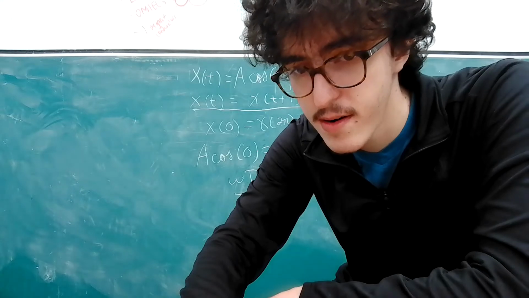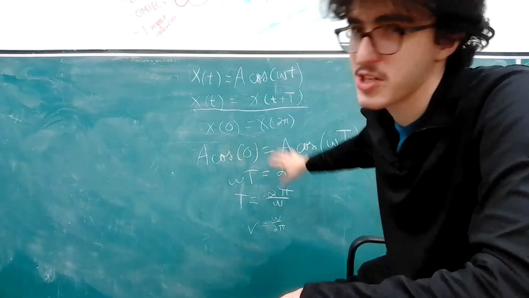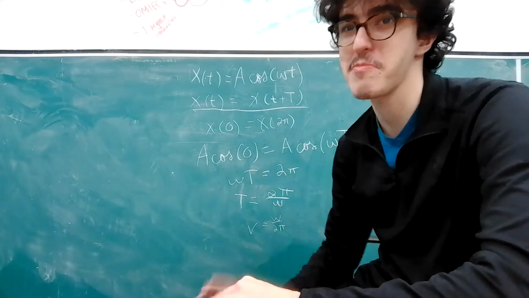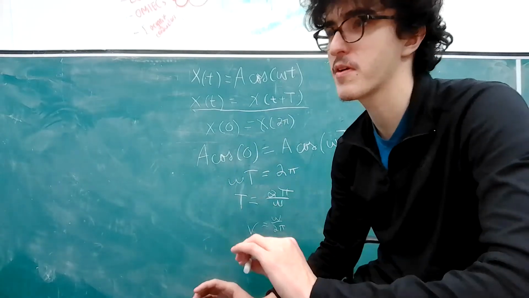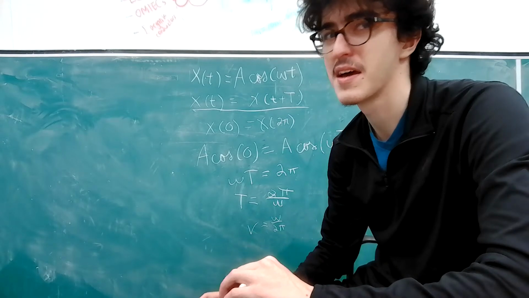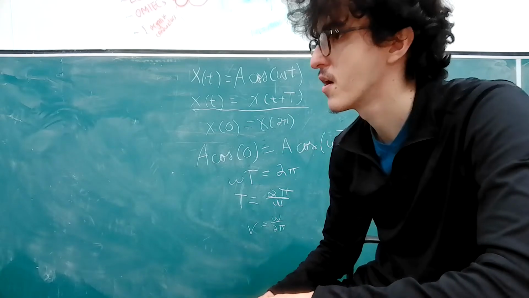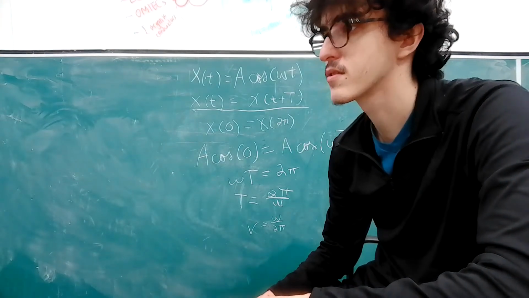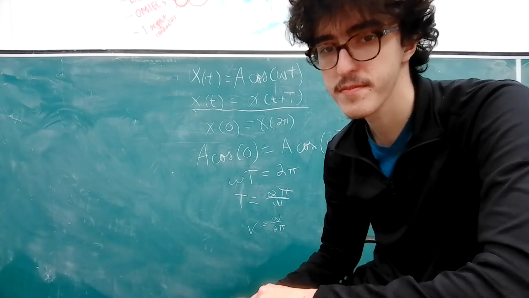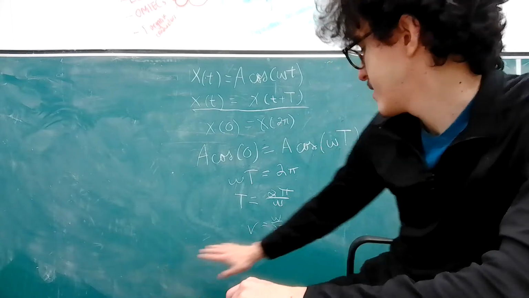So is there anything that wasn't clear? Because I was a bit shaky on this explanation. Please let me know if I need to go over it again. Sorry, T is equal to 1 over frequency, right? Yes, 1 over nu. All right, are we all good?